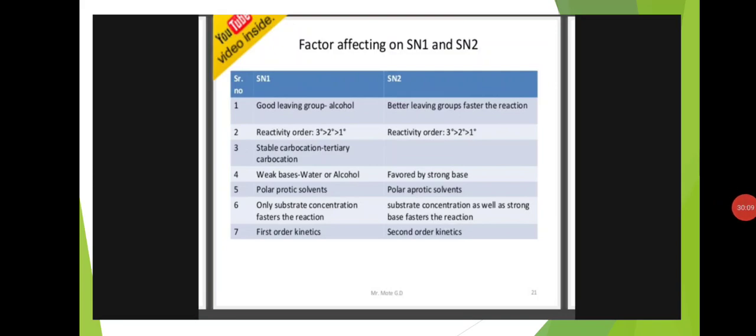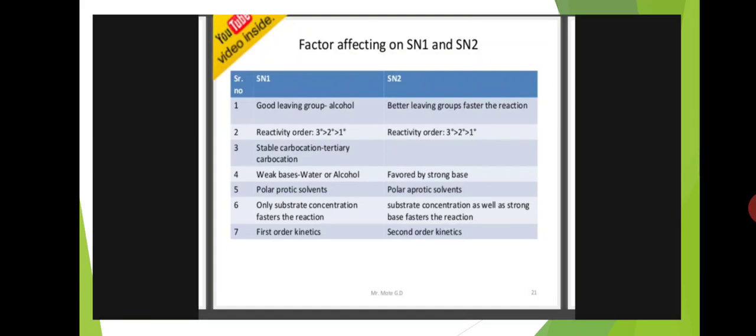Next are the factors affecting SN1 and SN2 reactions. In SN1, a good leaving group is alcohol. In SN2, a better leaving group fosters the reaction. In the SN1 reaction, if an alcohol group is already there, that is a good leaving group, so it can speed up the reaction. The reactivity order of alkyl halides in SN1 is tertiary greater than secondary, secondary greater than primary, and the most stable carbocation is the tertiary carbocation.